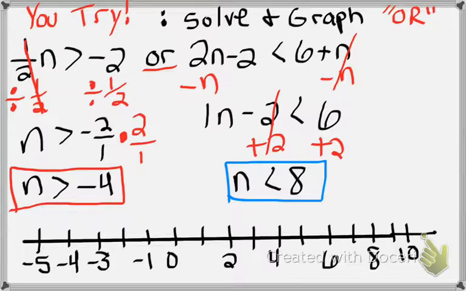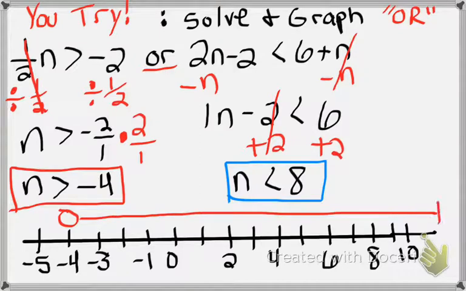Now graph each of these results. You've got n is greater than -4. That does not include -4, so it's an open circle. It says greater than, so it's everything to the right, going all the way up to infinity. Now, the second one, n is less than 8. Well, that is an open circle again, but now this one is everything to the left, and it goes on into -infinity.